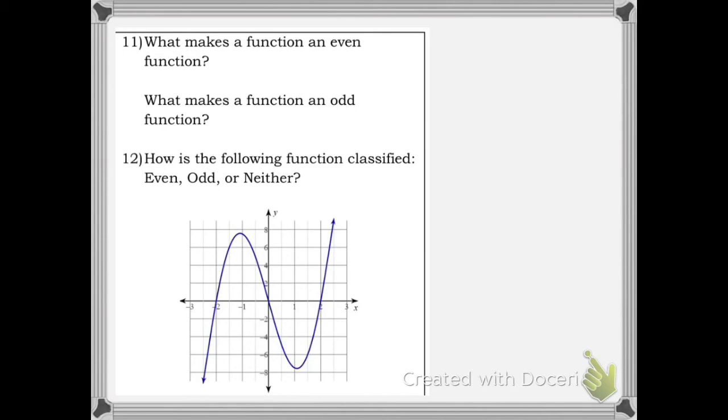Number 11 says, what makes a function an even function? And that's pretty much just symmetry over the y-axis. An example would be a quadratic function. Could be an absolute value function. But you notice that if I were able to fold this graph, this half here looks exactly the same as this half. This half looks the same as that half.